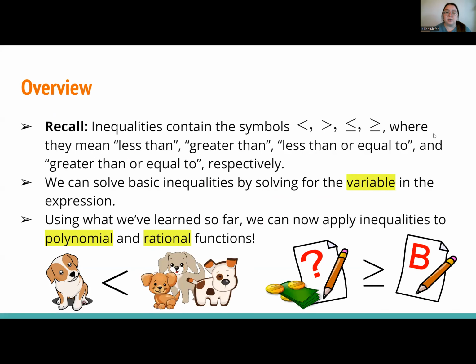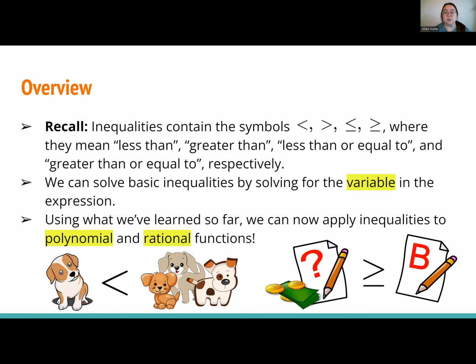So we want to recall inequalities that contain the symbols less than, greater than, less than or equal to, greater than or equal to, which are the definitions here, respectively. That's how we would read them. Any inequality that you have would look like an equation, but instead of having an equal sign, you would have one of these inequality symbols. That would be an inequality that you would have to solve for.